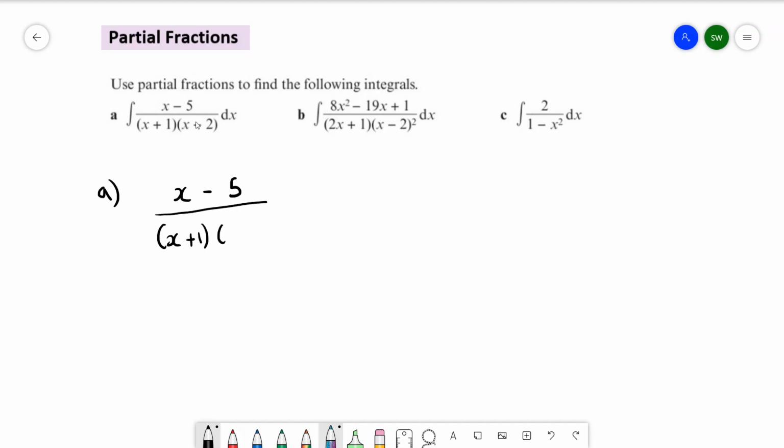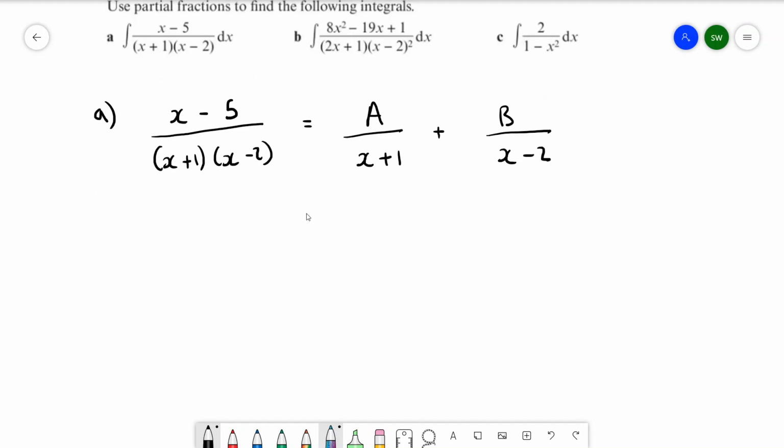partial fractions. So we know from the partial fractions chapter that we can write this fraction as A over x plus 1 plus B over x minus 2. And if we multiply through by the denominator, by that double bracket, we're going to have x minus 5 on the left hand side equals A(x minus 2) plus B(x plus 1).